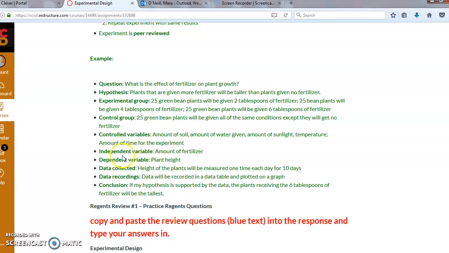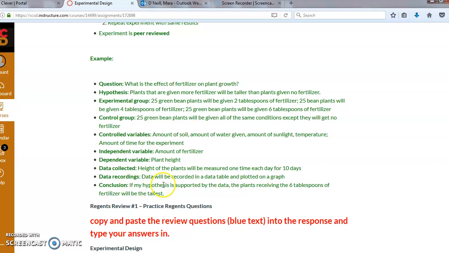The thing that will be changing, the independent variable, is the amount of fertilizer each of the groups get. The dependent variable is the plant height. It's going to change, hopefully, based off of our hypothesis, with the amount of fertilizer that we use. The data collected is the height of the plant will be measured 1 time each day for 10 days. Data recording. Data will be recorded in a data table and plotted on a graph.